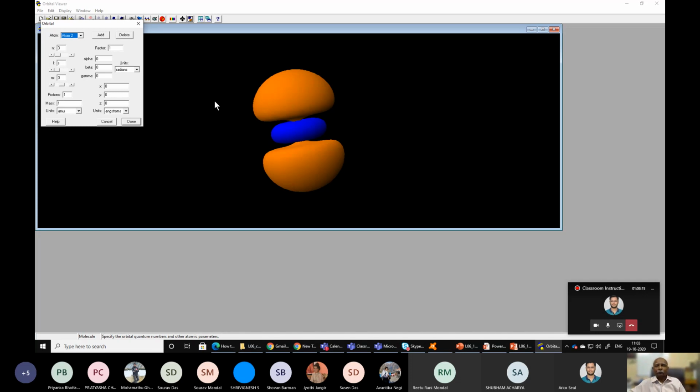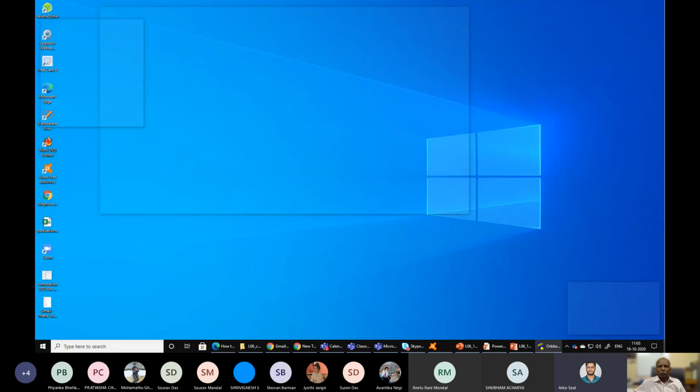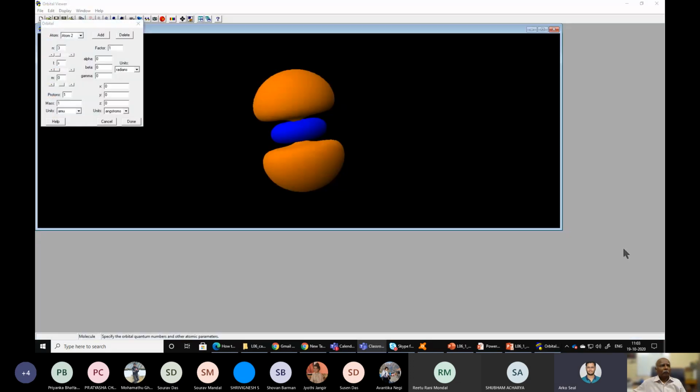Any questions? Is there any way to display the axis, the XYZ axis? I couldn't find it. I have not done it. No, I have not seen it being drawn.